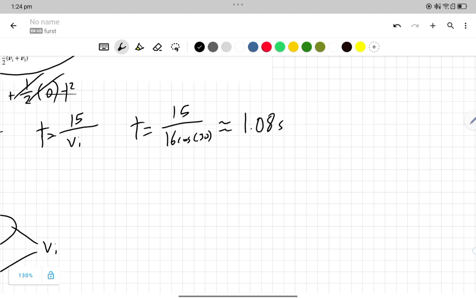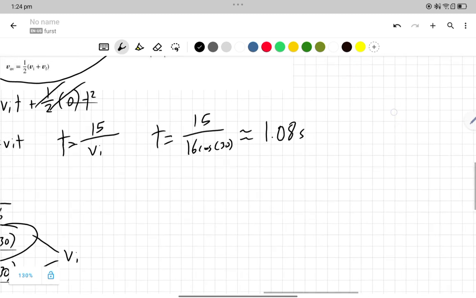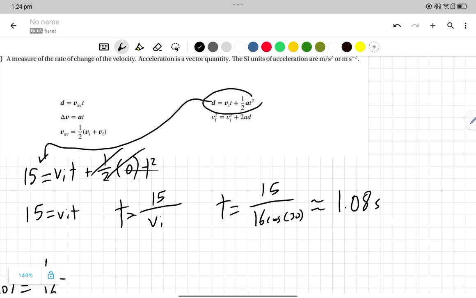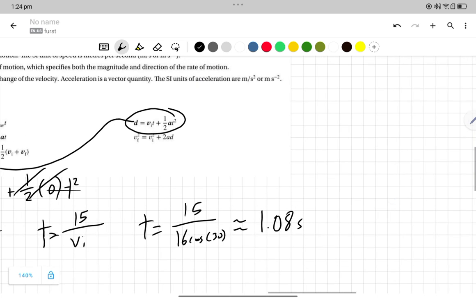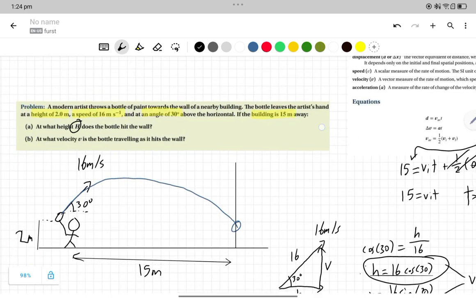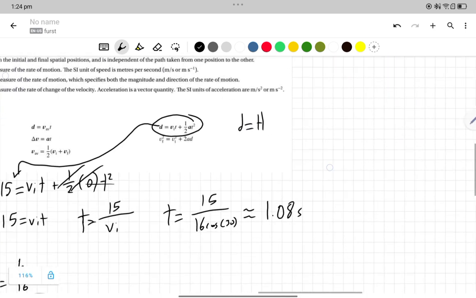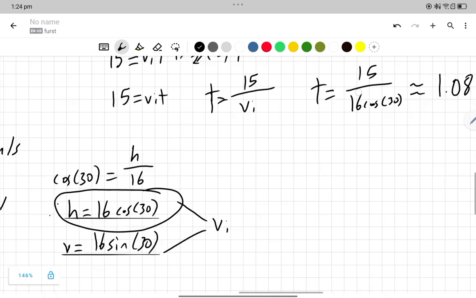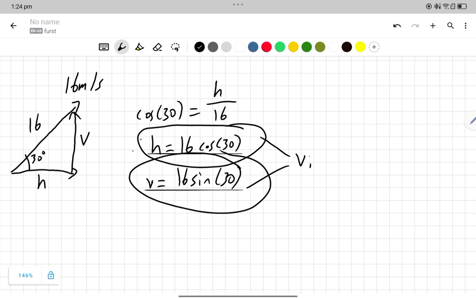So now we need to find at what height the bottle hits the wall, and we can use this equation again. We're looking for d, which in this case equals h, because that's the height it hits the wall. So I'm just using a different name for it, h, and that equals the initial velocity. What's the initial velocity this time? Because we're looking at the vertical one, so it'll be this one right here.